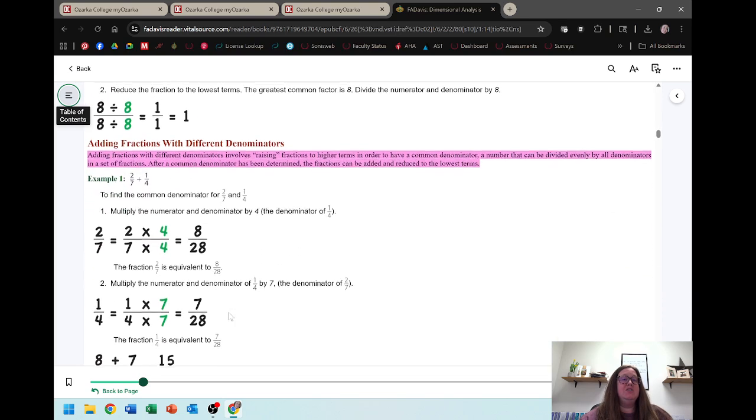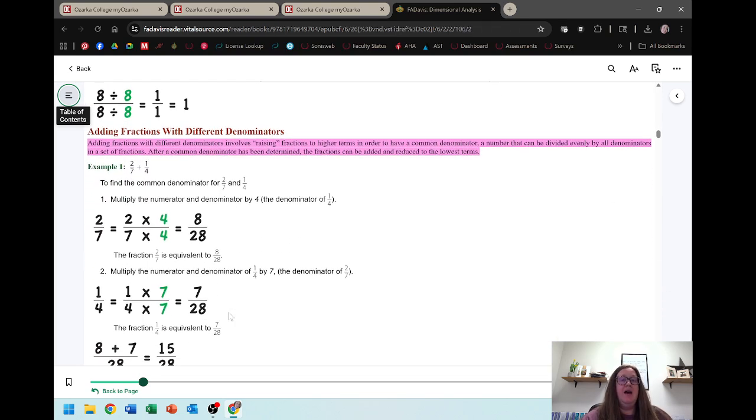So if we add fractions with different denominators, we have to end up with a common denominator, or how it describes is raising fractions to higher terms in order to have that common denominator. And then we will add the numerators and then reduce to lowest terms. So the first example they give is 2/7 plus 1/4. So we have to find a common denominator, and in this case, they are multiplying the numerator and denominator by 4.